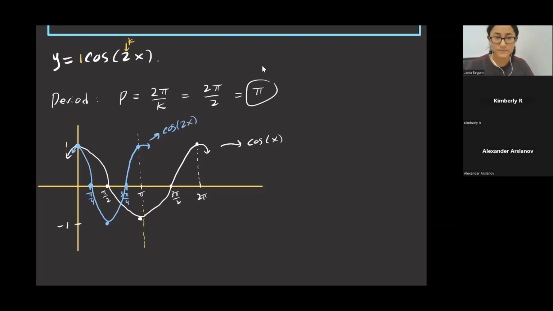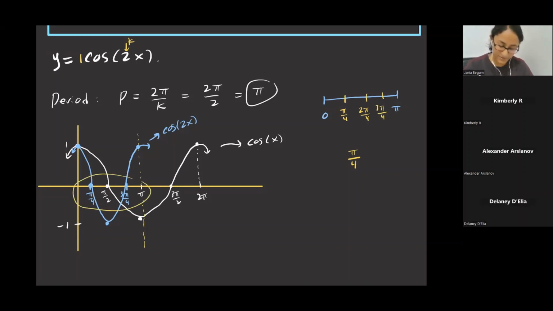But how would I know what points to put down exactly? Well, your interval is from 0 to pi, right? You split this up into 4 subintervals like this. So you take the length, which is pi divided by 4, which means this point is pi over 4, and then add another pi over 4, that's 2 pi over 4, add another pi over 4, that's 3 pi over 4. That's how you find these numbers right here.